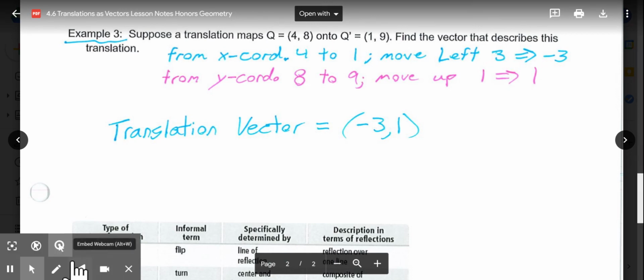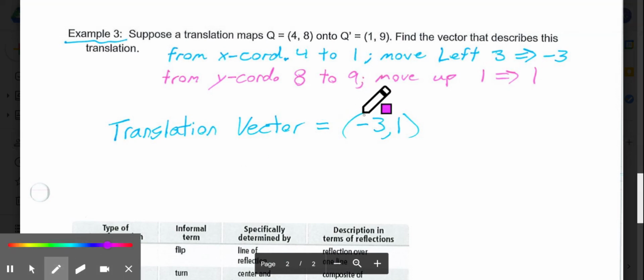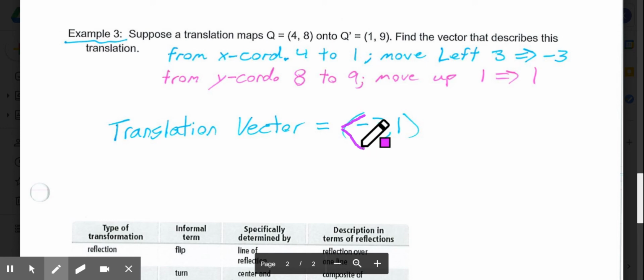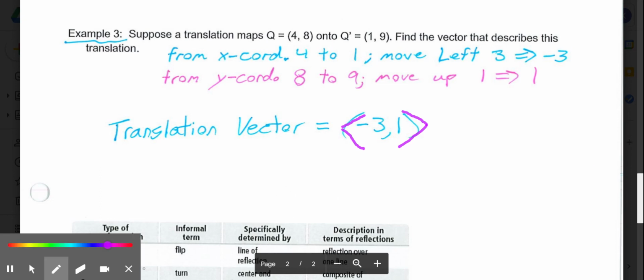So that translation vector, and I didn't do a very good job of making those types of brackets, shouldn't be just parentheses, should be like that. Our translation vector would be <-3, 1>. Left 3, up 1.